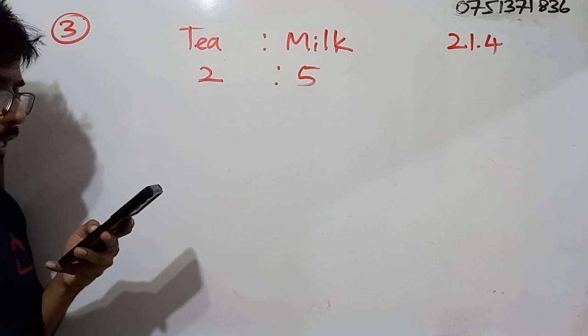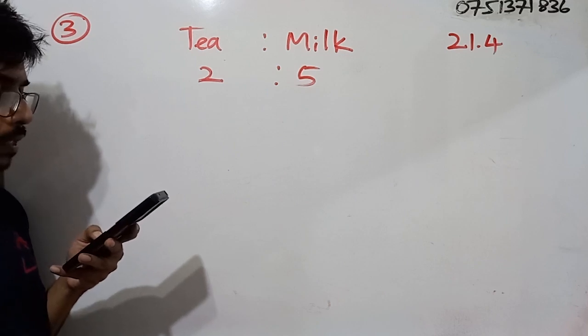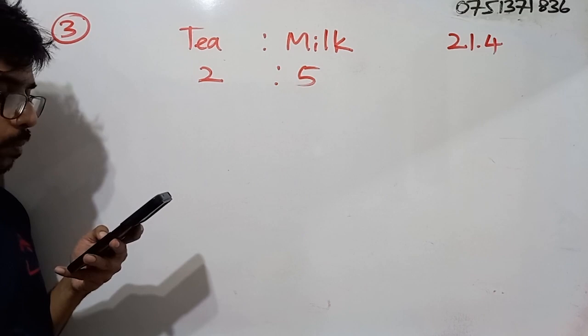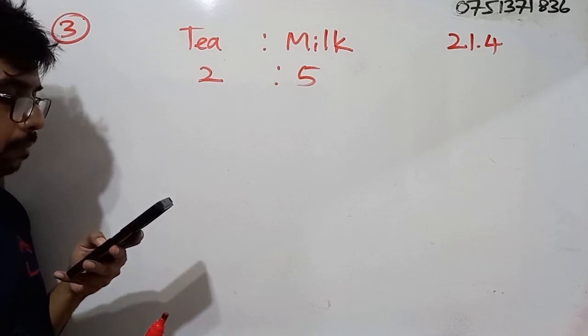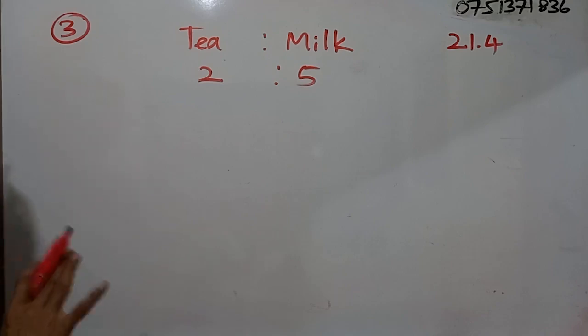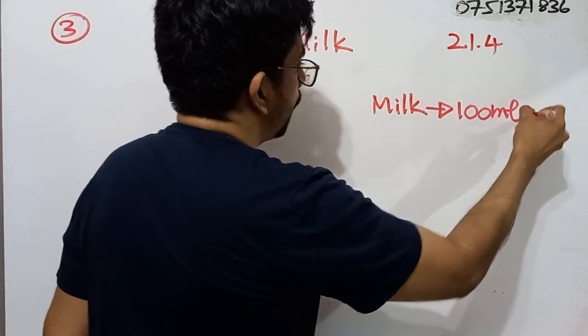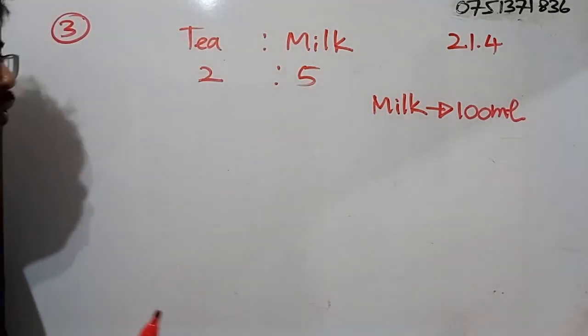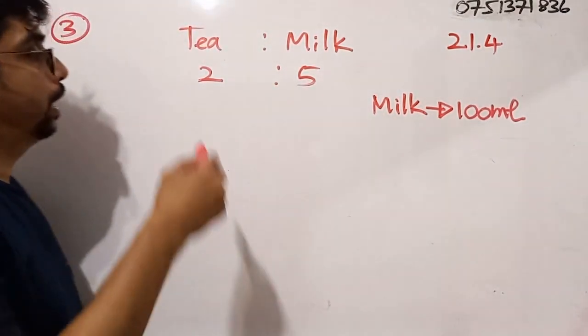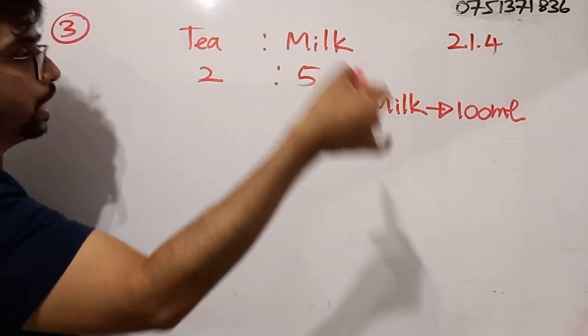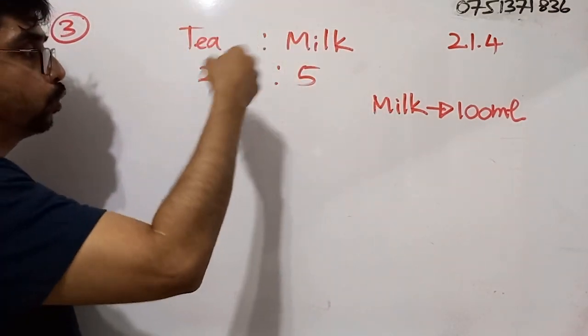Question number 3. Tea and milk are mixed in the ratio 2 to 5. When making milk tea, how many milliliters of tea should be used to make milk tea if 100 milliliters of milk is used? So here the amount of milk in milliliters we know, which is 100 milliliters. So try to understand this question, right? Now the ratio has been given to us, 2 to 5.